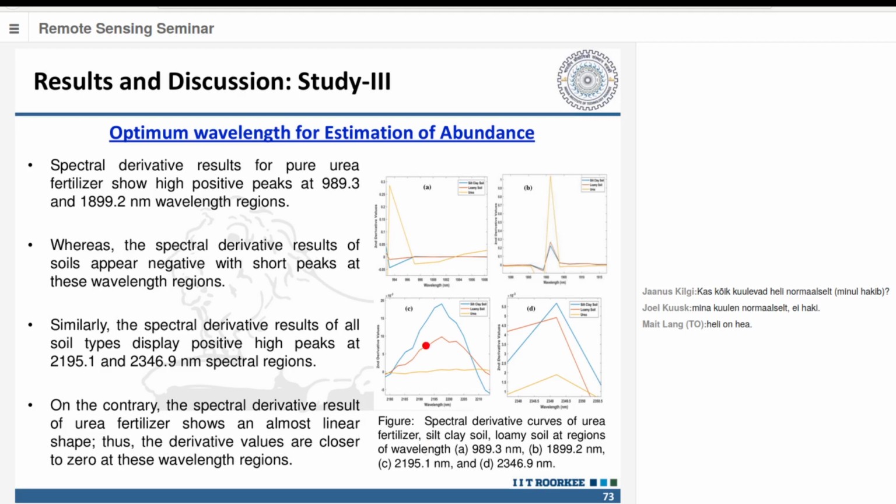Then I have calculated spectral derivative values. Spectral derivative results for pure urea fertilizer show high positive peaks at 989.3 nanometer and 1899.2 nanometer wavelength regions, whereas the spectral derivative results of soil appear negative at these wavelength regions. Similarly, the soil types display high positive peaks at 2195.1 nanometer and 2346.9 nanometer spectral regions. On the contrary, the spectral derivative results of urea fertilizer show an almost linear shape, thus the derivative values are closer to zero at these wavelength regions in the case of urea.